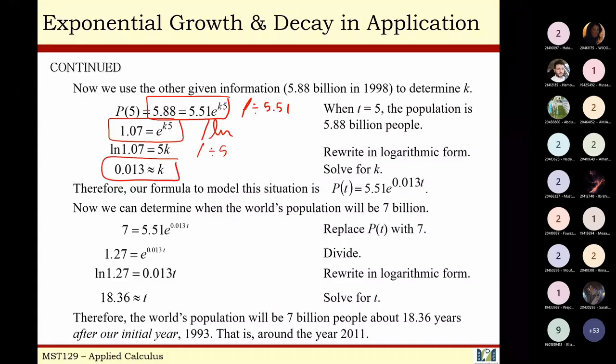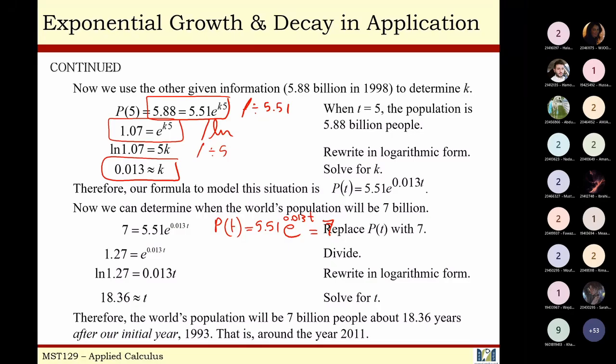Now the population equals 5.51 e to the power 0.013 t. Okay, this is the population. We need to find the t, the time at which the population reaches 7 billion.